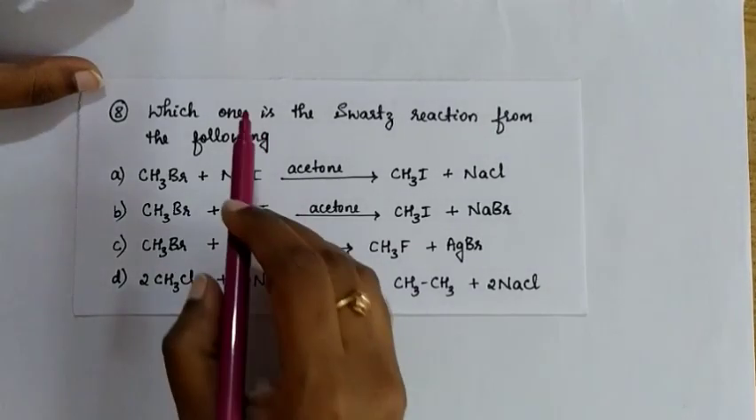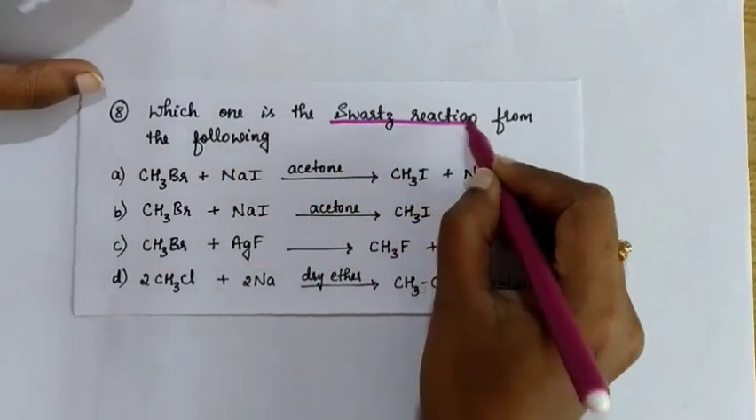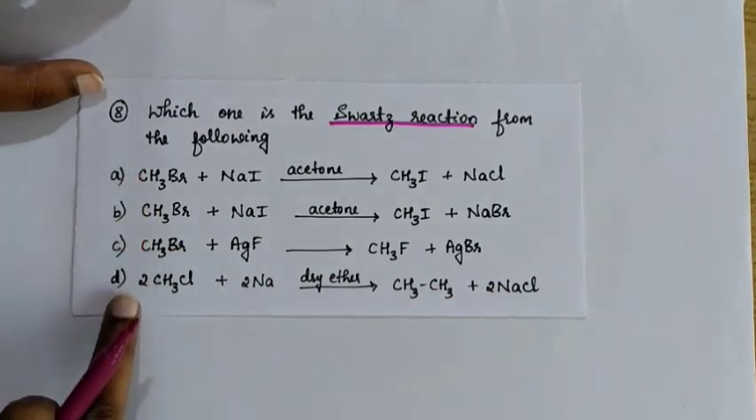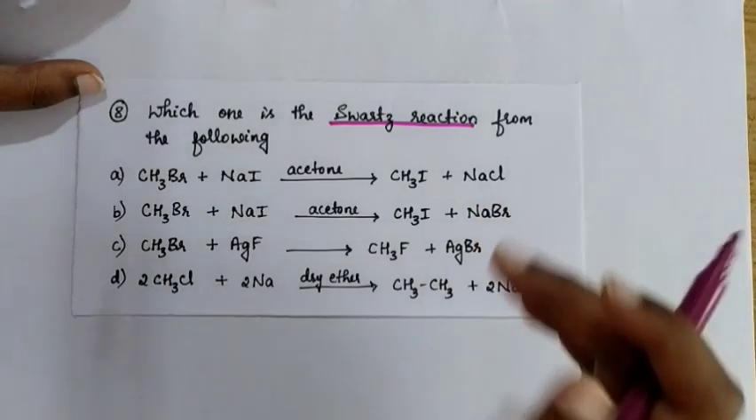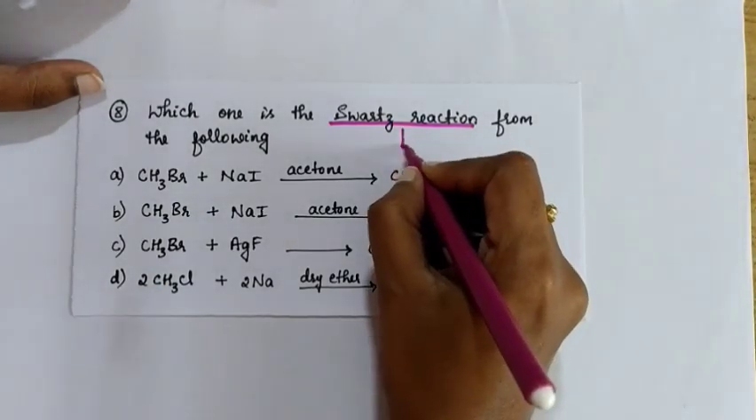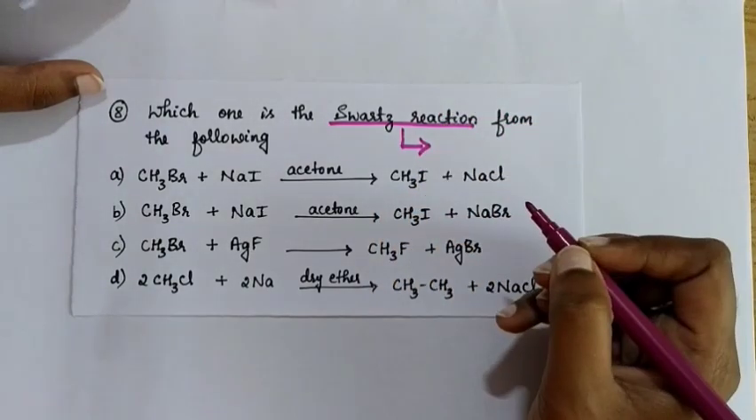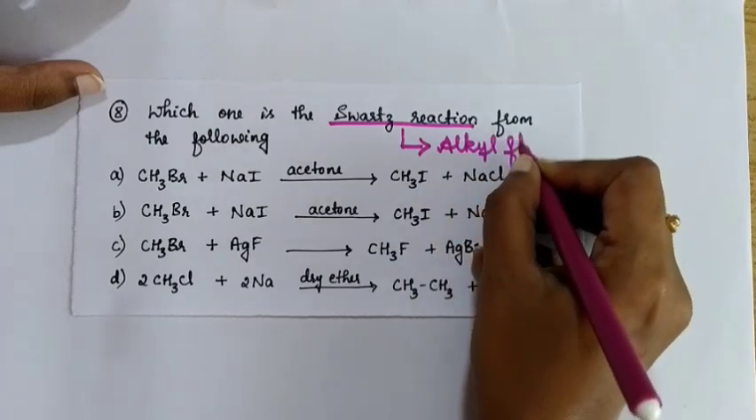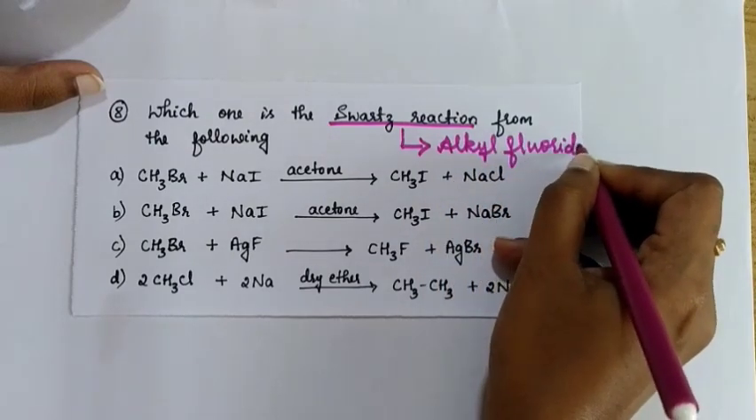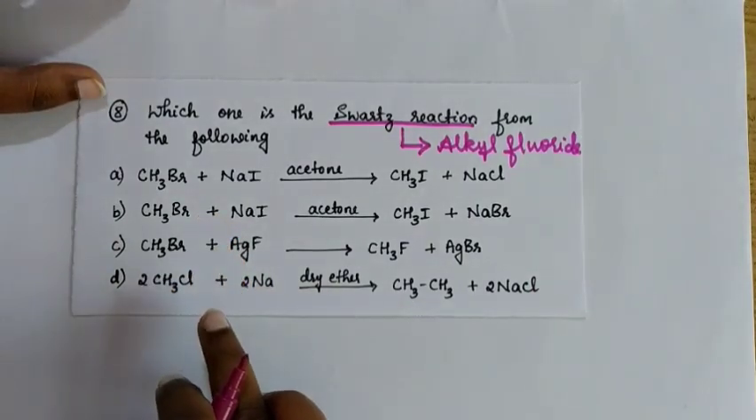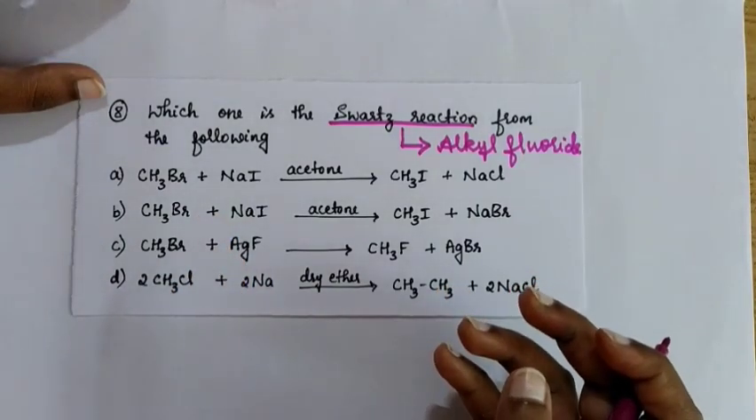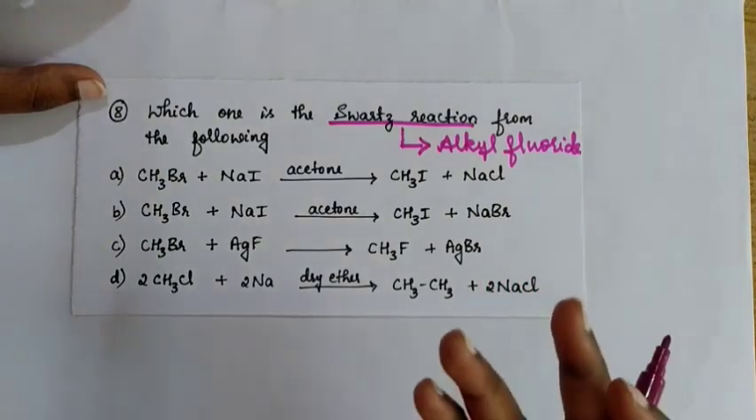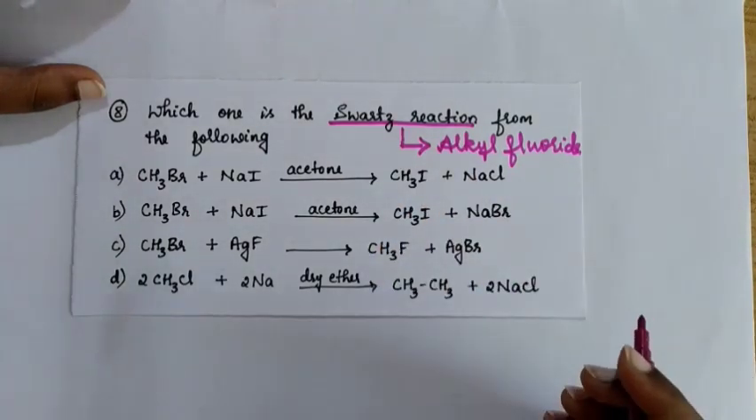Eighth question. Which one is the Schwarz reaction from the following? It is a very easy direct question. They have given 4 different reactions over here. You need to find which one is the Schwarz reaction. To find the answer, we must know why we use the Schwarz reaction. The Schwarz reaction is used for the preparation of alkyl fluoride. So find out in which reaction we have alkyl fluoride, and the reaction takes place between alkyl halide with silver fluoride to form the alkyl fluoride.